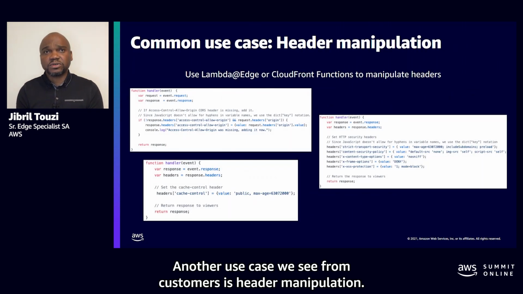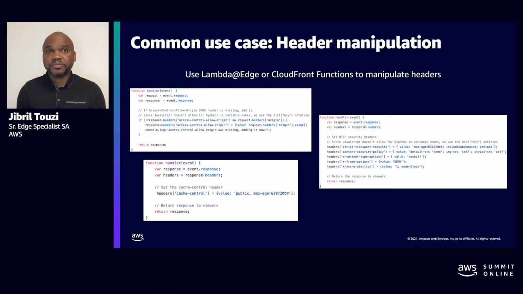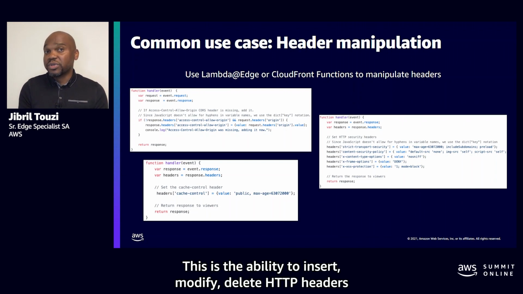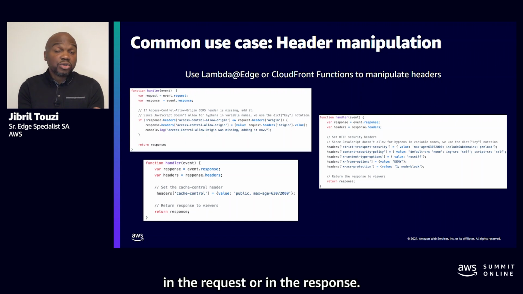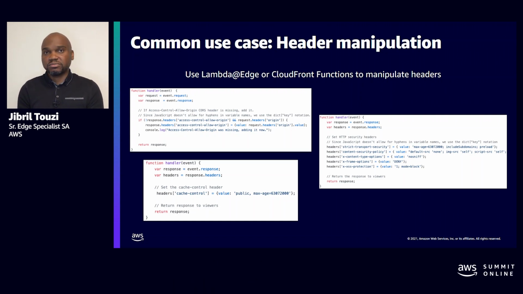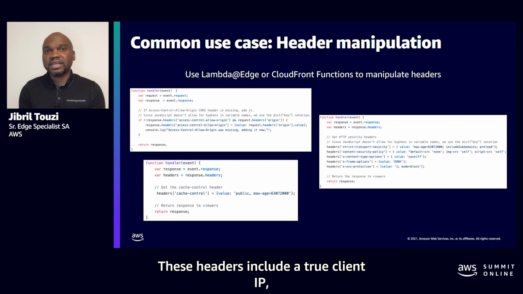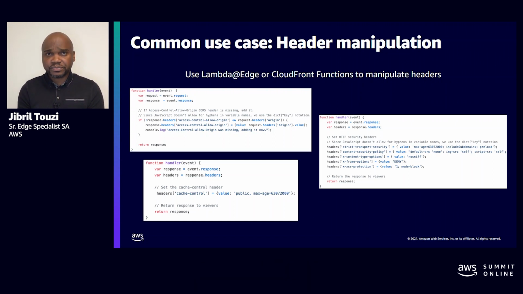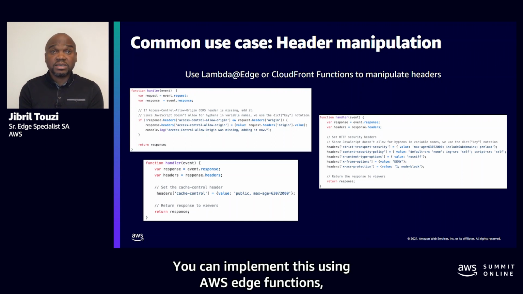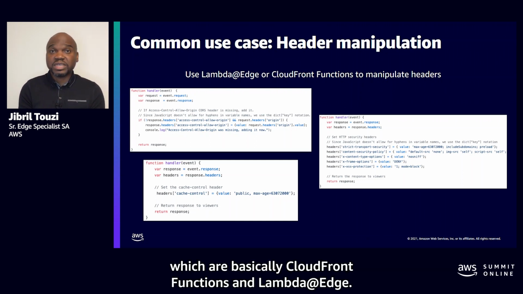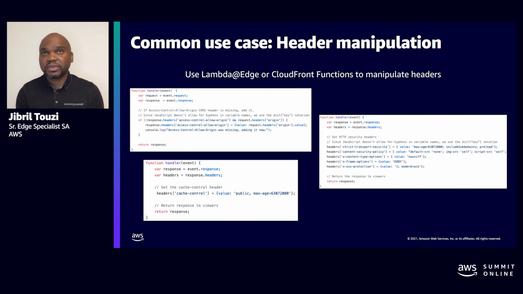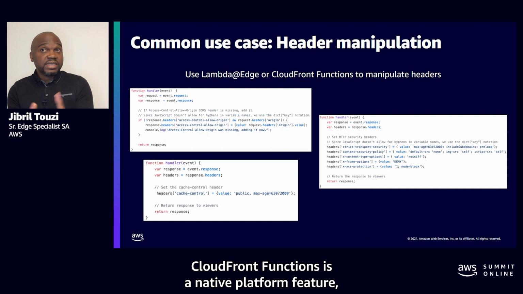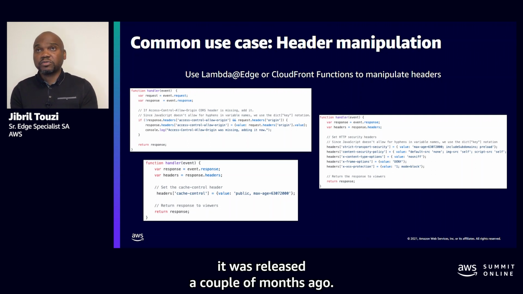Another use case we see from customers is header manipulation. This is the ability to insert, modify, or delete HTTP headers in the request or in the response. These headers include true client IP, cache control, CORS, or even custom headers. You can implement this using AWS edge functions, which are basically CloudFront Functions and Lambda@Edge. CloudFront Functions is a native platform feature. It was released a couple of months ago.